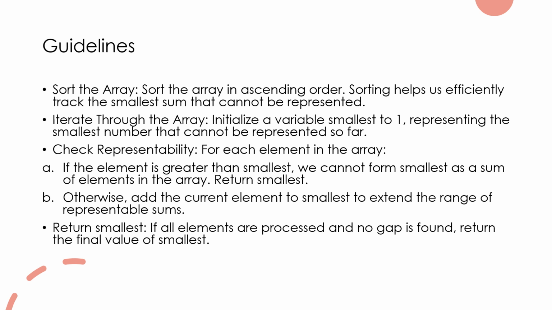Check representability for each element in the array. If the element is greater than smallest, we cannot form smallest as a sum of elements in the array. Return smallest. Otherwise, add the current element to smallest to extend the range of representable sums. Return smallest. If all elements are processed and no gap is found, return the final value of smallest.